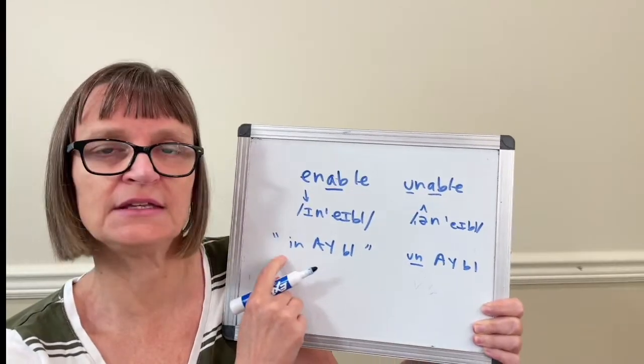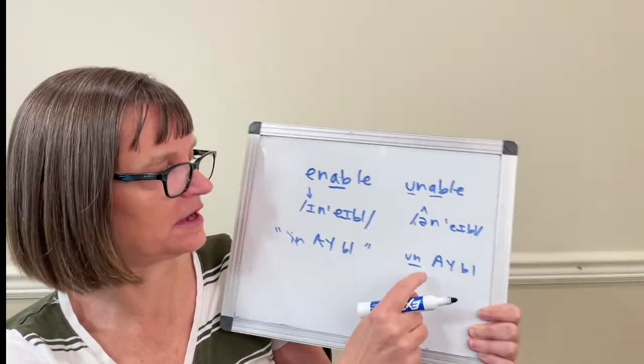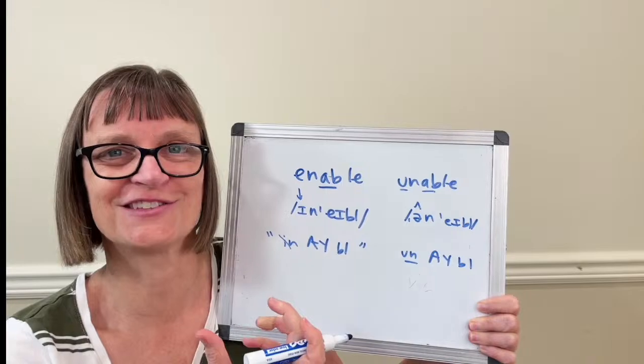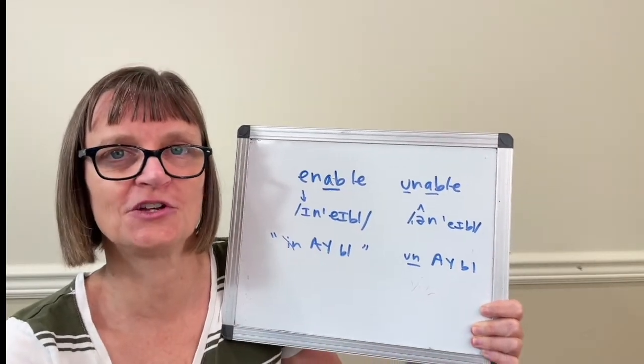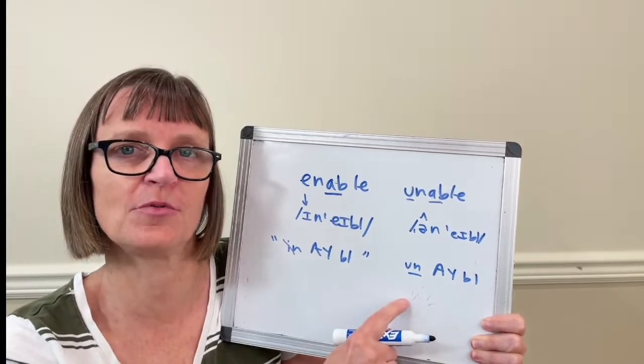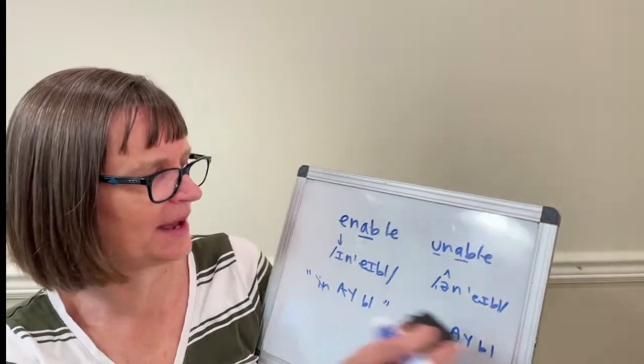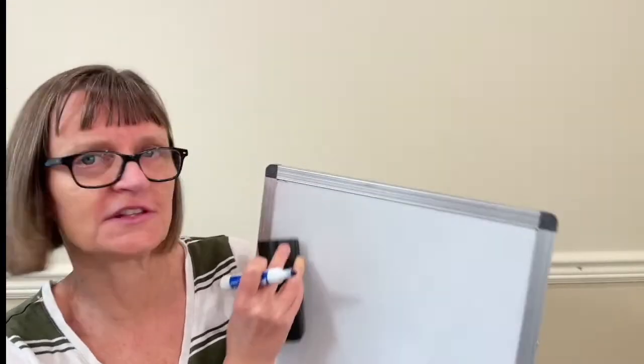So the in can be really reduced. The un doesn't get reduced here because it's the un prefix. We need to be able to hear that schwa sound to know that we're saying able versus unable. Good. I believe we covered this recently, even as recently as last week, but I hope that clarifies that for you. Great.